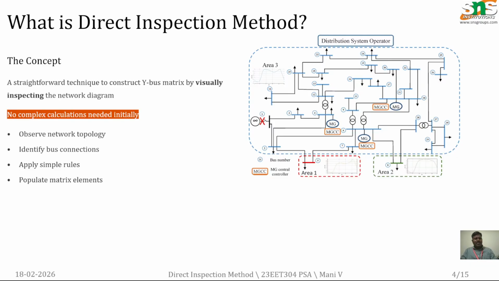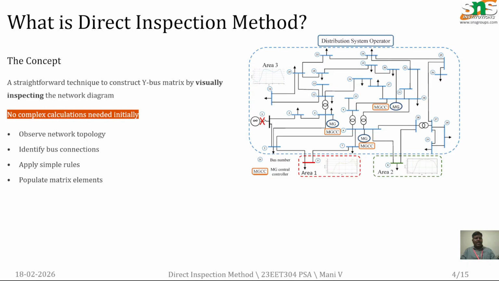It is a straightforward technique used to construct the bus admittance matrix by visually inspecting the network diagram. Here you may consider an IEEE bus system. It may be a 7 bus system, 11 bus system, 30 bus system, 15 bus system, or whatever it may be. By visually inspecting the network diagram, we construct the bus admittance matrix, or it may be the bus impedance matrix. This straightforward method is called the direct inspection method.